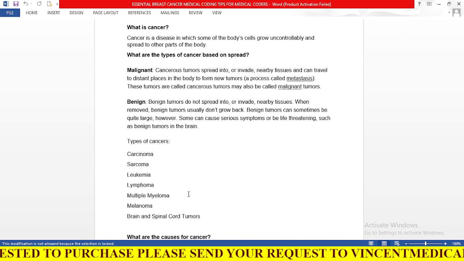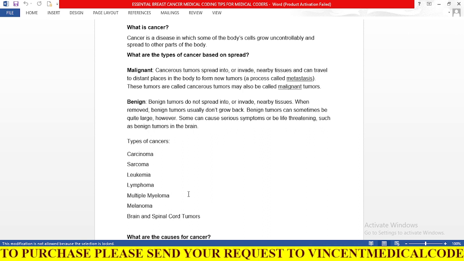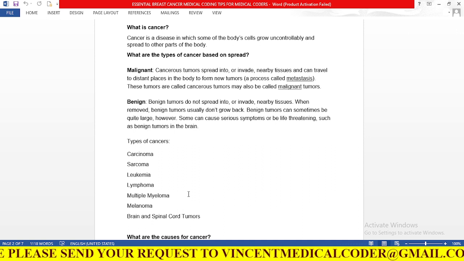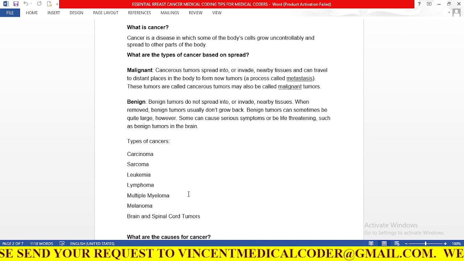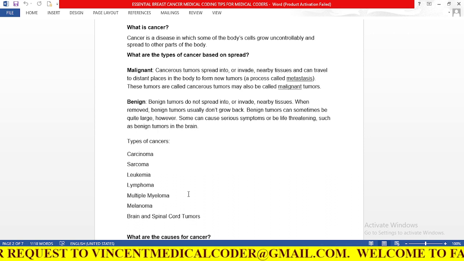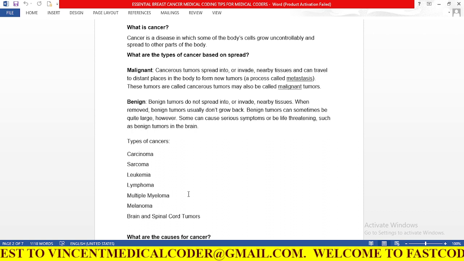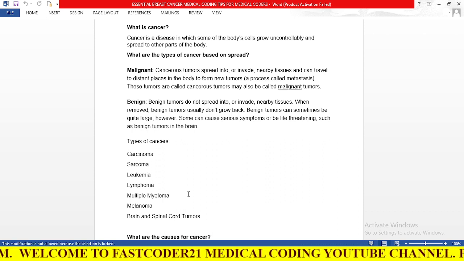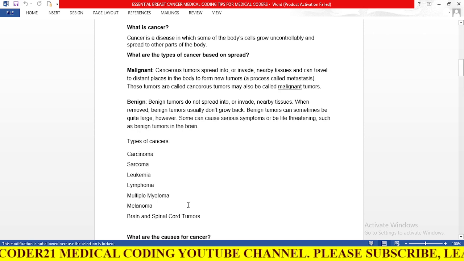First we need to learn some basics, and then we will go directly to the acronyms. What is cancer? Cancer is a disease in which some of the body's cells grow uncontrollably and spread to other parts of the body. So in cancer, cells grow uncontrollably and abnormally.